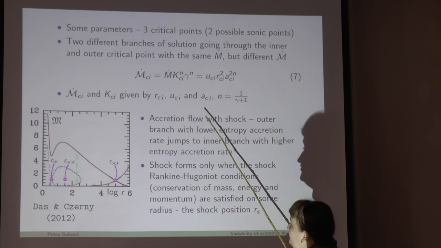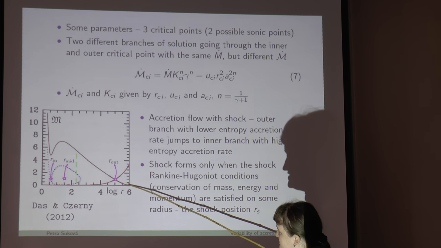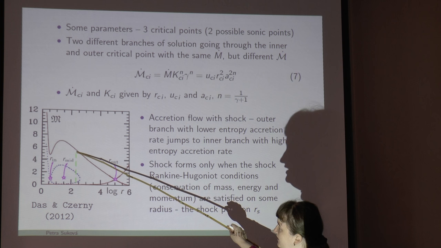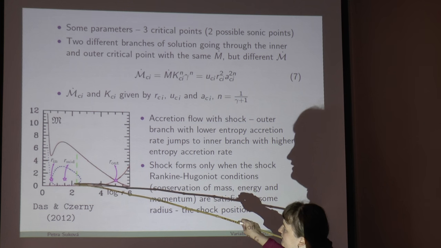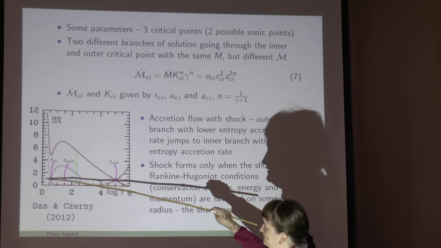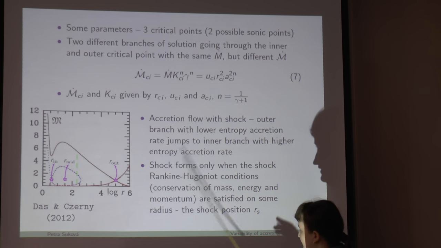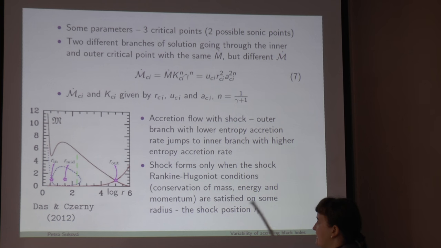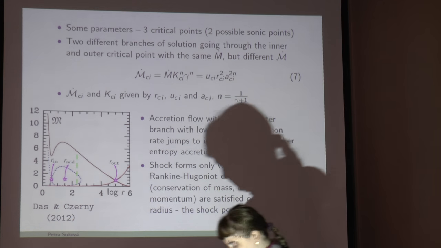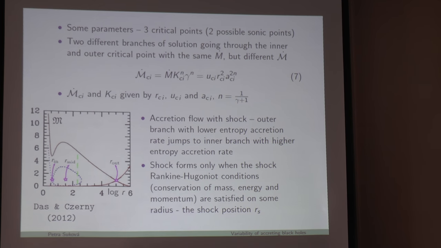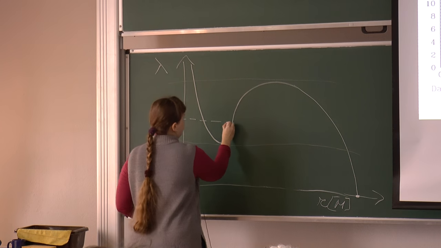And for a certain set of parameters, we can have also the shock. So that means that the accretion proceeds through the outer Bondi-like branch, and that at some point it jumps down while the entropy is produced, then it follows the second inner branch. But this cannot happen everywhere. It has to be only at that point when the Rankine-Hugoniot conditions are satisfied. And it turns out that this is not satisfied for every angular momentum. So the region for the angular momentum where the shock is possible is actually smaller.